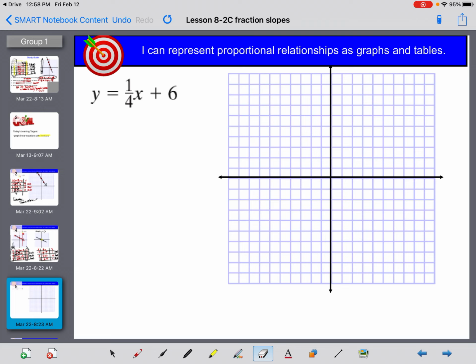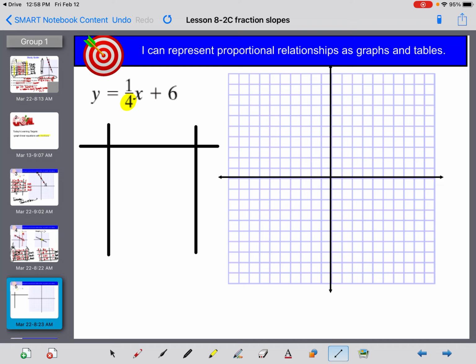All right, one more time, I want you to pause the video. Try making a table and graphing this equation on your own. Make sure to take note that this denominator is a 4. So your x values should be multiples of 4. And make sure to include 0.